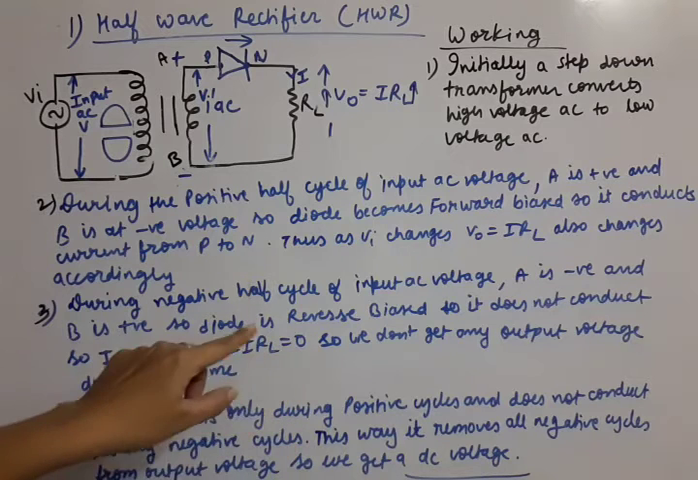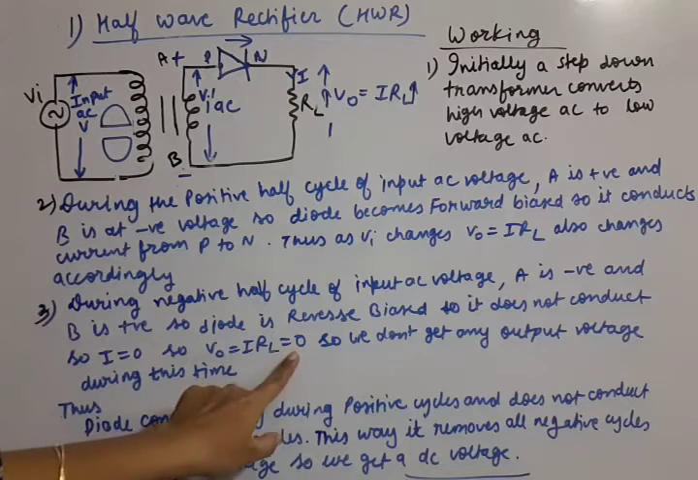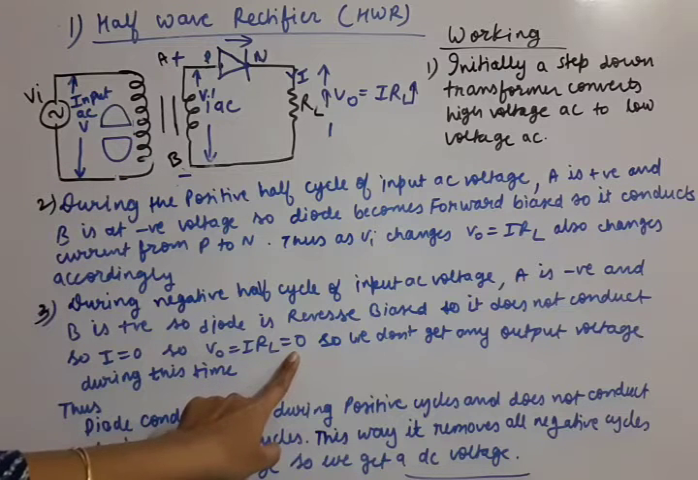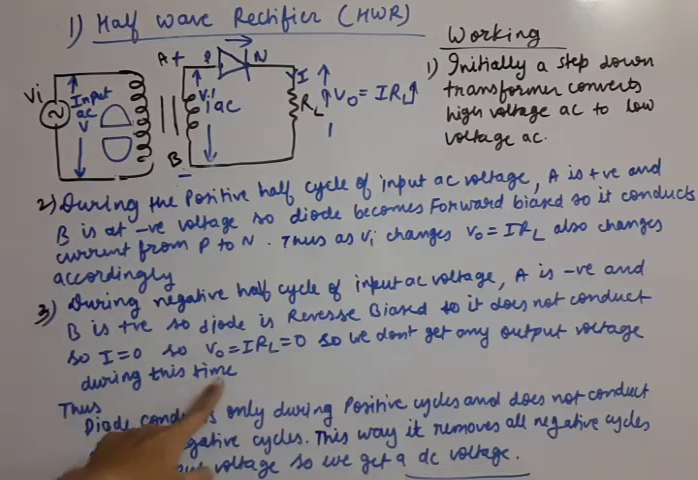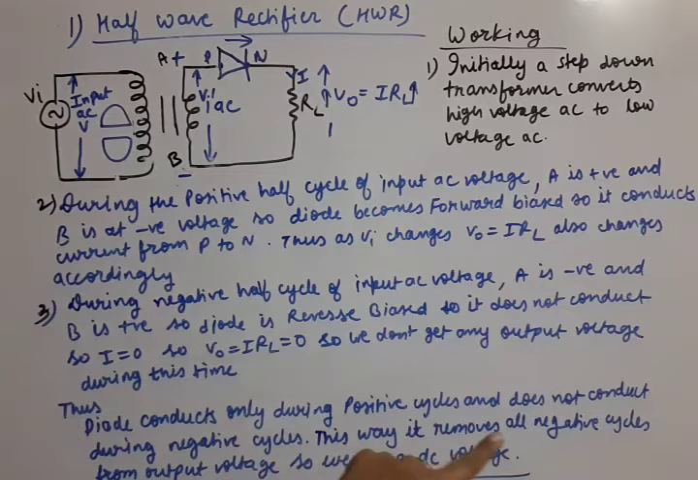That means for this negative pulse of input AC, we don't get any output. So we don't get any output voltage during this time. That means the diode conducts only during positive cycles and does not conduct during negative cycles. This way it removes all the negative cycles from the output voltage, and this way we get a DC voltage. So this is the complete working. Now the only thing is why it is called half wave rectifier, that we need to write down. We are moving to the next sheet.